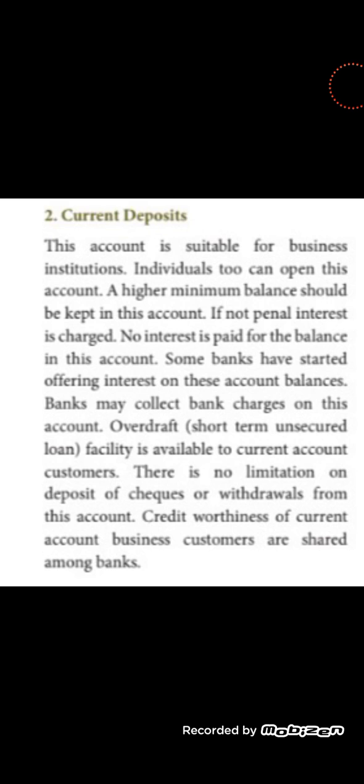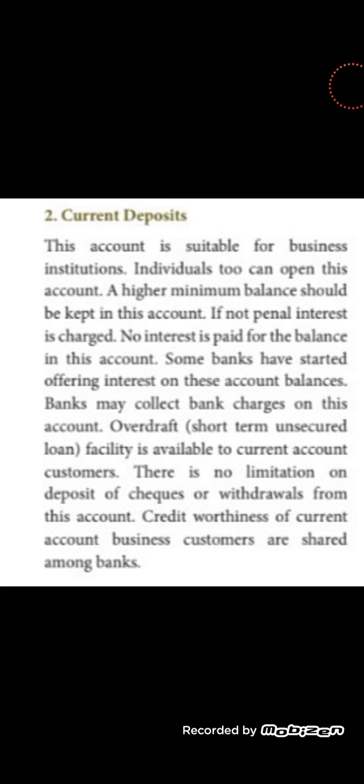Some banks nowadays offer interest to these account holders. And what is the speciality available to business people? Overdraft facilities are available to current account holders.